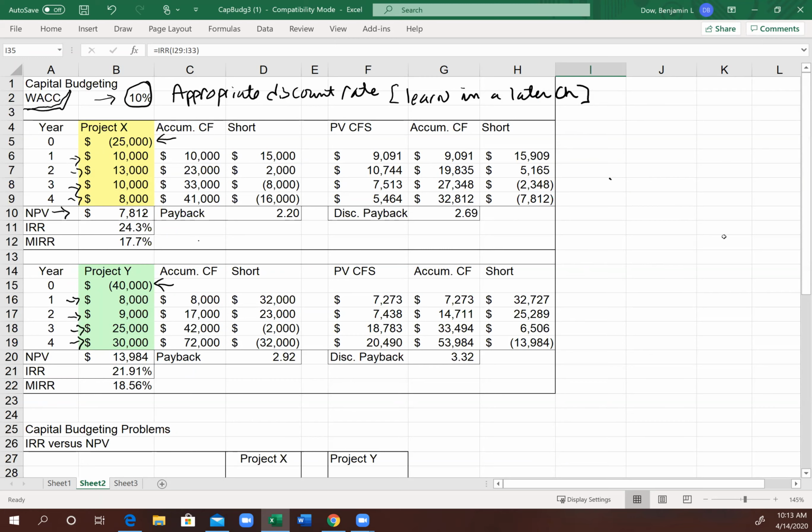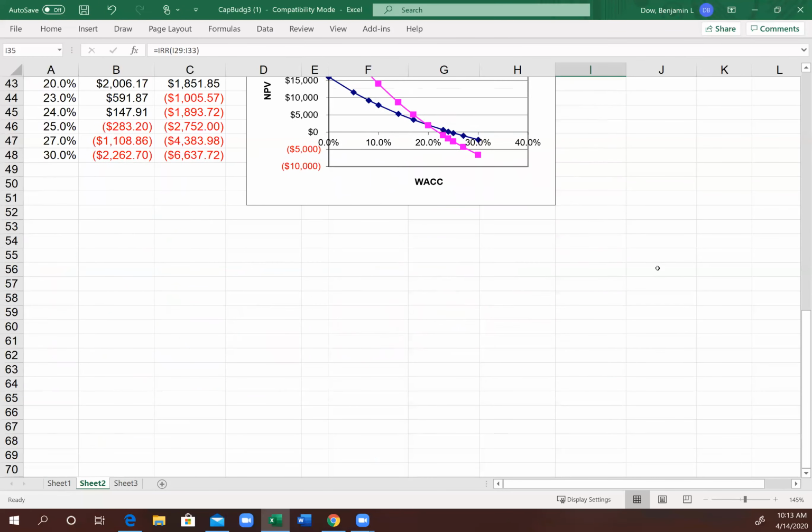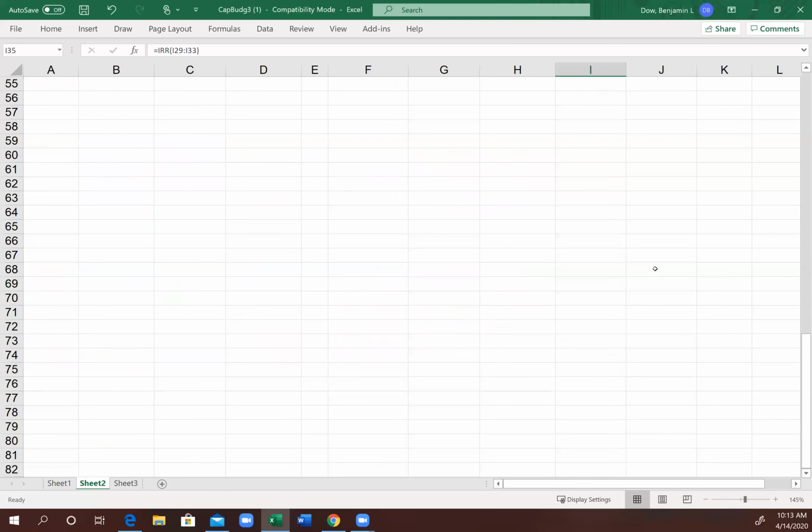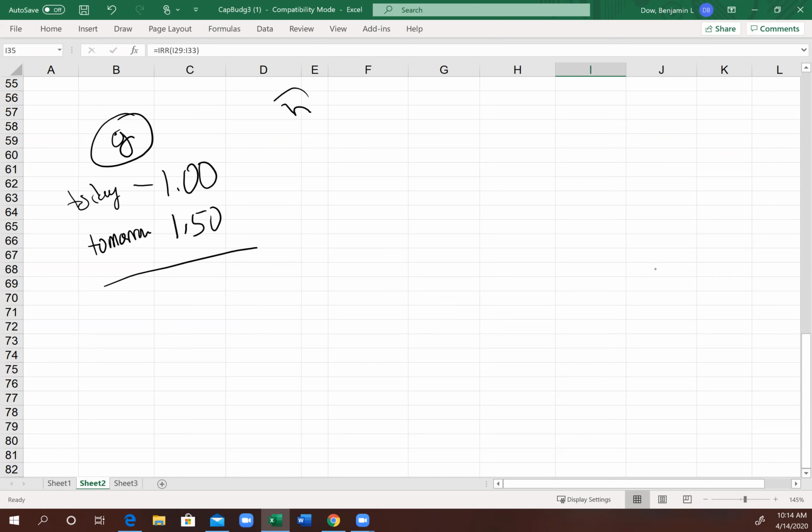Now I'm going to go back to our example from the other day. And I asked some of you, hey, would you rather give up $1 today and I give you back $1.50 tomorrow, so that's choice G. Or H, give up $10 today, and I give you back $11 tomorrow.